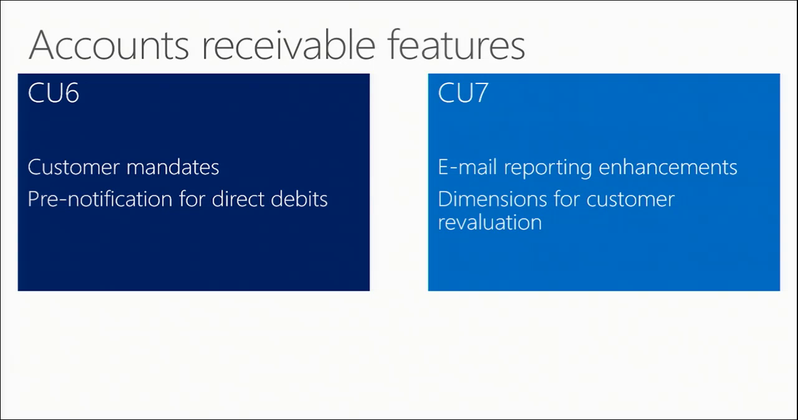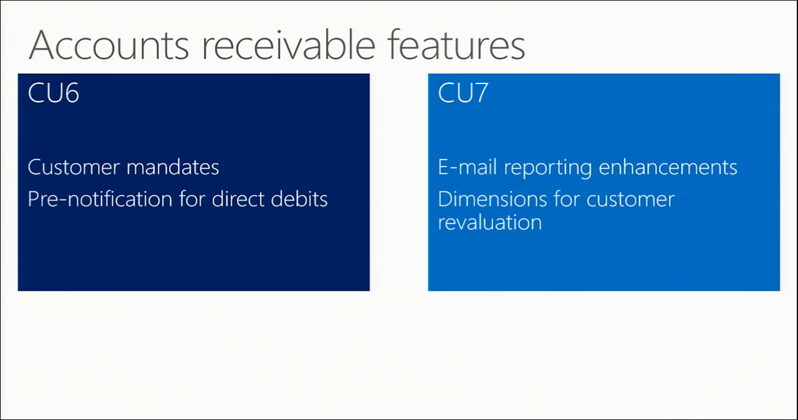These are the new things, though, that were introduced specifically in CU6. So all of the information around SEPA, so the customer mandates, and the pre-notification for the direct debits on the invoices, that was introduced in CU6. And then in CU7, we introduced the new emailing capability with automatically going to the contacts.